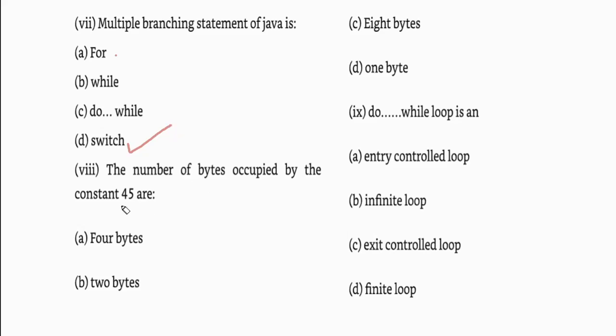Now 45 seems to be an integer because it doesn't have a decimal along with it. How much? So integer occupies how many bytes? So the answer is going to be 4 bytes because integer occupies 4 bytes, right?